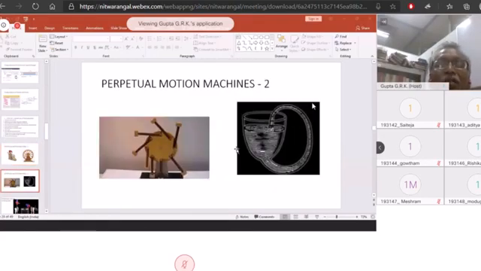So there are some more here. Here also you can see there are some things like this, and here some weights are there.